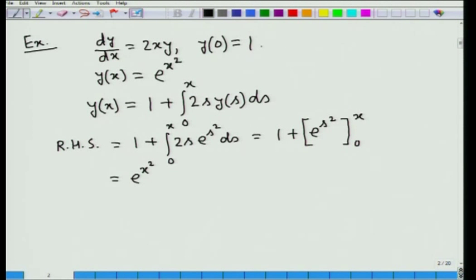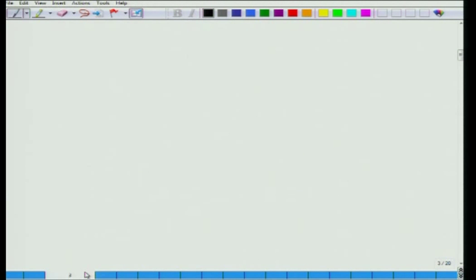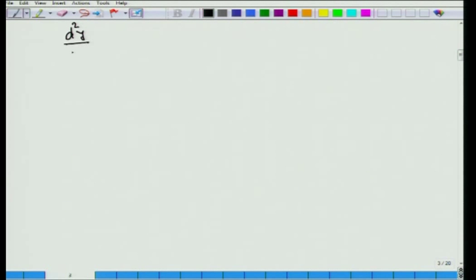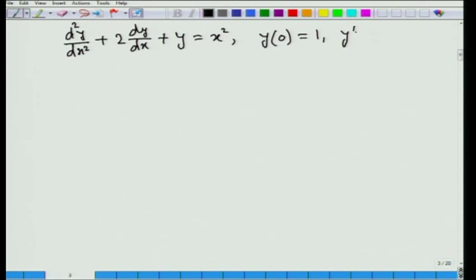Now, it was a first order equation. Next we consider a second order ordinary differential equation. Again, this is a second order initial value problem. We consider this equation d2y/dx2 plus 2 dy/dx plus y equal to x square, with given initial conditions y(0) equal to 1 and y'(0) equal to 0.